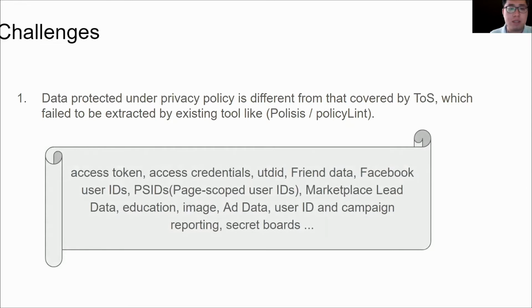Examples include security-critical data, such as password and token, and SDK-specific sensitive data, such as UTDID used by Alibaba for identifying user devices, friend data and page-scoped user IDs recorded by Facebook, and education and project information maintained by LinkedIn.